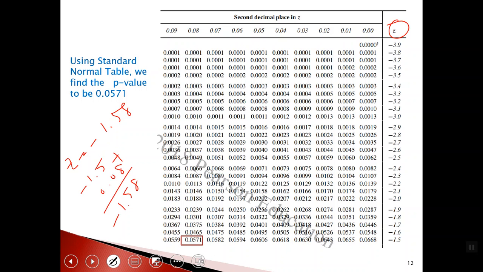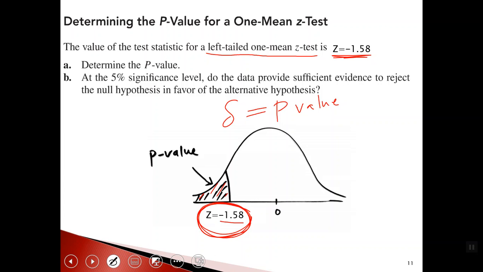So first find negative 1.5 here, then use the column to find 0.08. 0.08 is here. Come along this column and along this row. This is your delta, or probability value, based on this z value. It is 0.0571. Since this is a left tail test, your delta equals p. Clear? Do you have any questions?